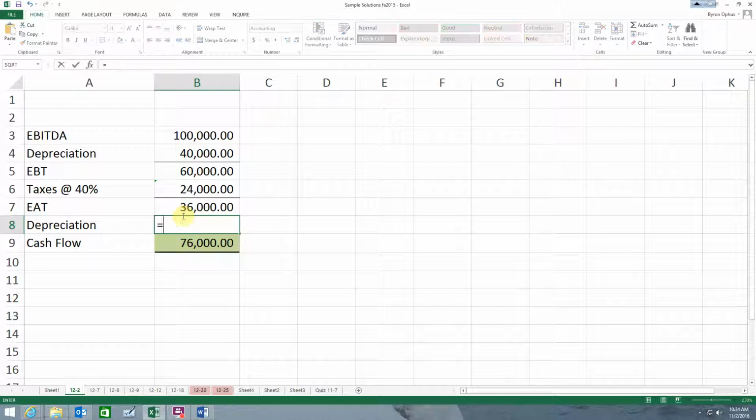And we say that, well, we take our depreciation here and we add that back in, and so we add our earnings after tax plus our depreciation, and our cash flow then is actually a positive $76,000, significantly more than our earnings after taxes. There you have 12-1.